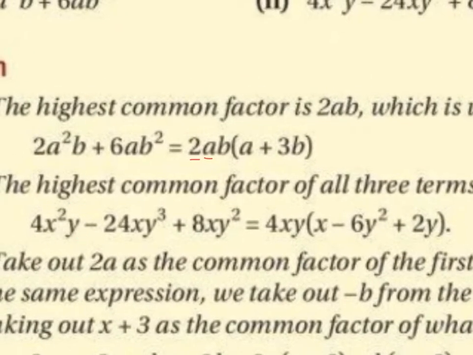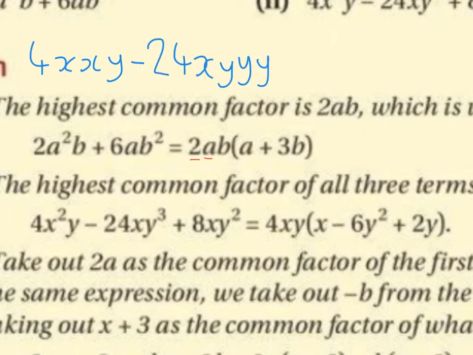So 4x squared y, I'm going to write up here as 4xxy. So 4x squared y can be written as 4xxy. And then minus 24xy cubed, I'm going to write up here. So we've got minus 24xy, so we've got 3 y's. Then plus 8xy squared, I'm going to write up here as 8xy. So the y squared can be written as yy.